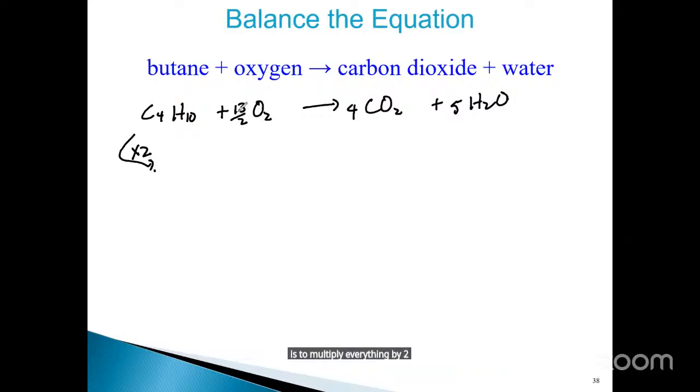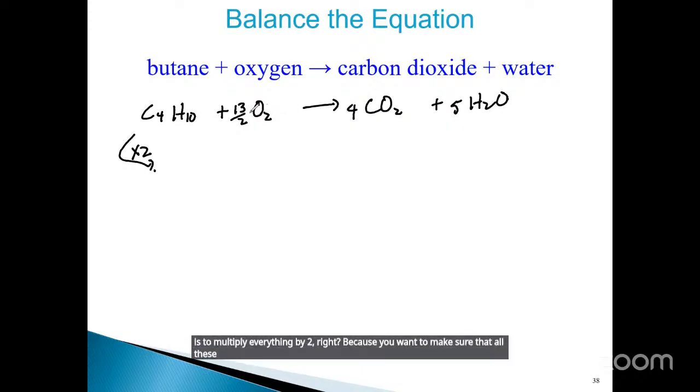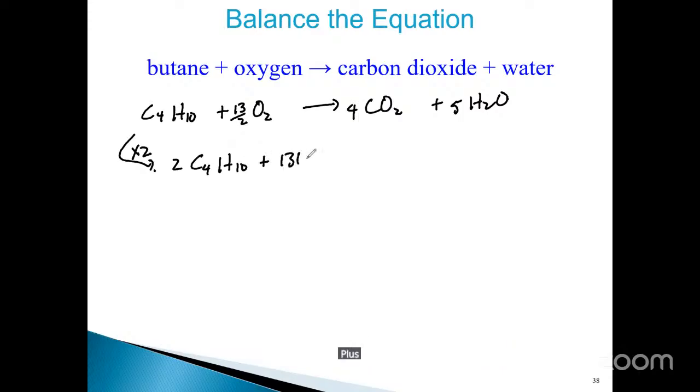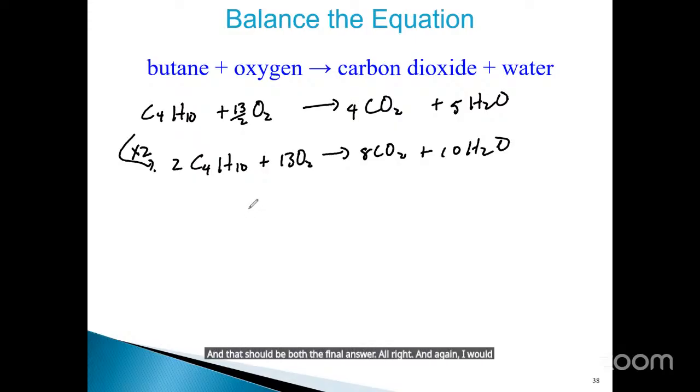Because you want to make sure that all these numbers here are integers, including the number in front of the oxygen. So if you multiply everything by 2, you're going to get 2C4H10 plus 13O2 to give 8CO2 plus 10H2O. And that should be, folks, the final answer. All right. And again, I would recommend you just do a check through to make sure that everything is balanced.